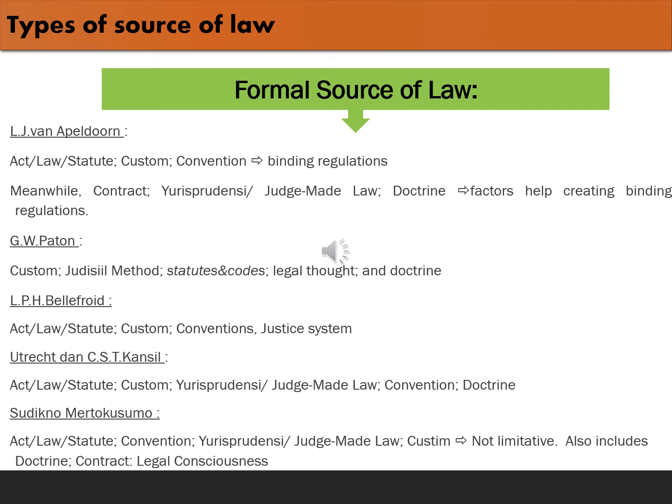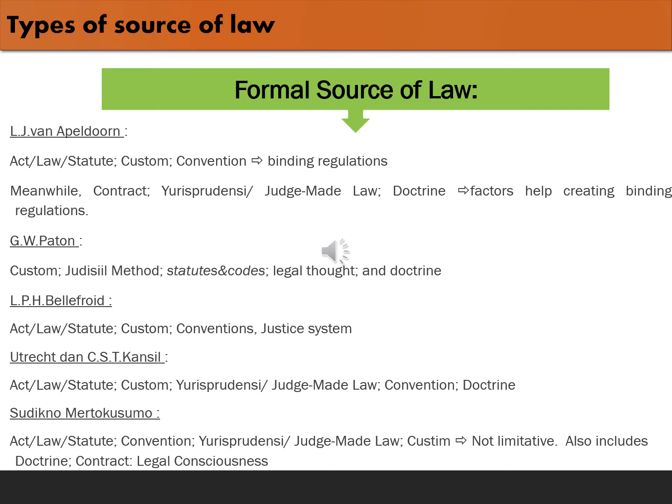Formal sources of law, according to jurists or legal scholars, Van Apeldoorn mentioned: act, law or statute, custom, conventions. Those are the binding laws. And he also mentioned contract, judgment law, and doctrine, which are also binding in creating regulation that helps the lawmakers to create regulation. The second group, contract, judgment law, and doctrine, we can refer to as the material sources of law, while the first line, statute, custom, and convention, are formal.